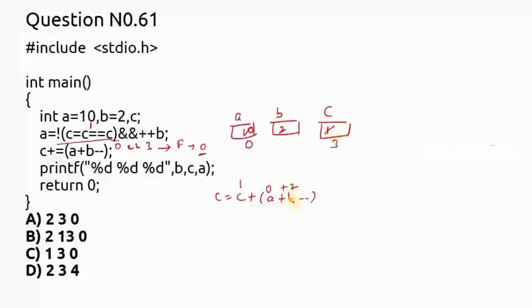Now what about B? B minus minus, now it will be decremented. This is about post-decrement: first the value is taken, and after that the decrement happens. So now you can see the values: A is 0, B is 1, C is 3. So you can print BCA. In the order of BCA you will get the values 1, 3 and 0. So option C is the right answer.